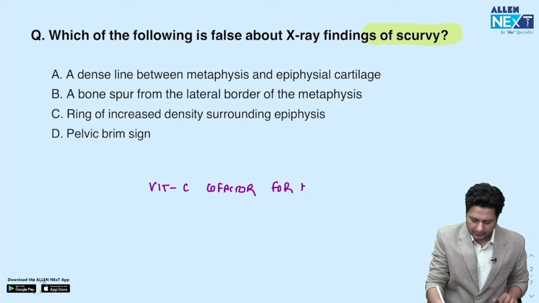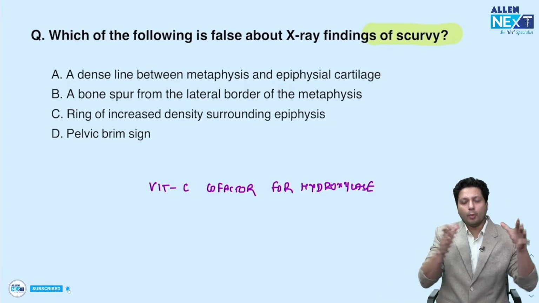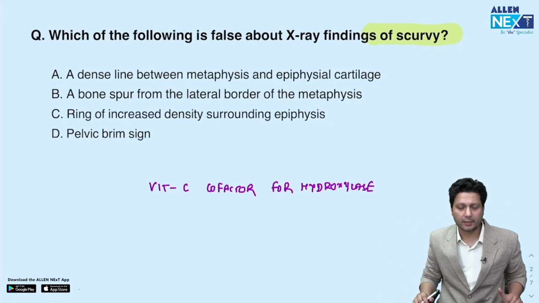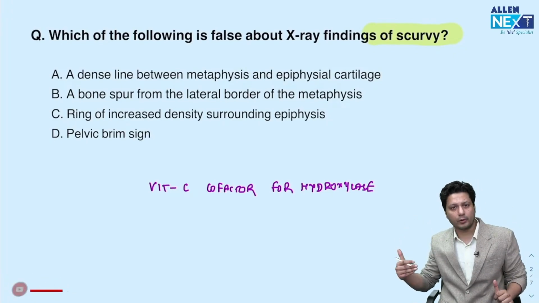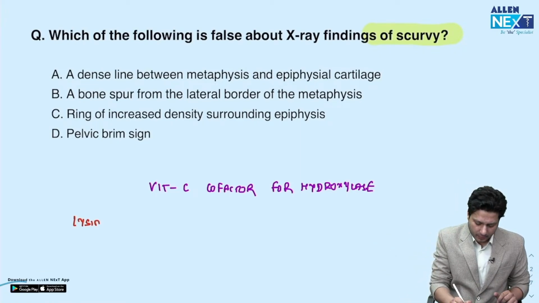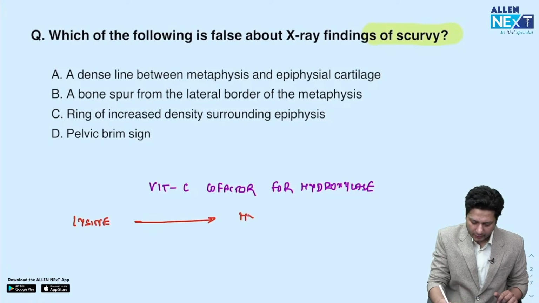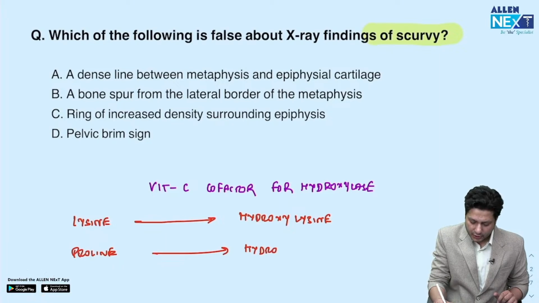for hydroxylase enzyme, and that is the requirement for the maturation of type 1 collagen. You know, bone collagen is type 1 majority of the times, and this type 1 collagen has integrated lysine and proline in the form of its hydroxy forms. Like the lysine has to be converted into hydroxylysine. Similarly, the proline has to be converted into hydroxyproline. Then only the matured type 1 collagen would be created.